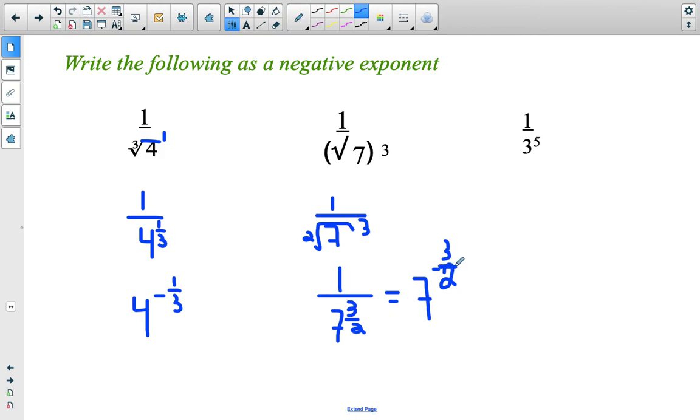Okay? And the last one here, this one's pretty easy. We just take the reciprocal, so it's 3 over 1, and then change this to a negative exponent. And that's it.